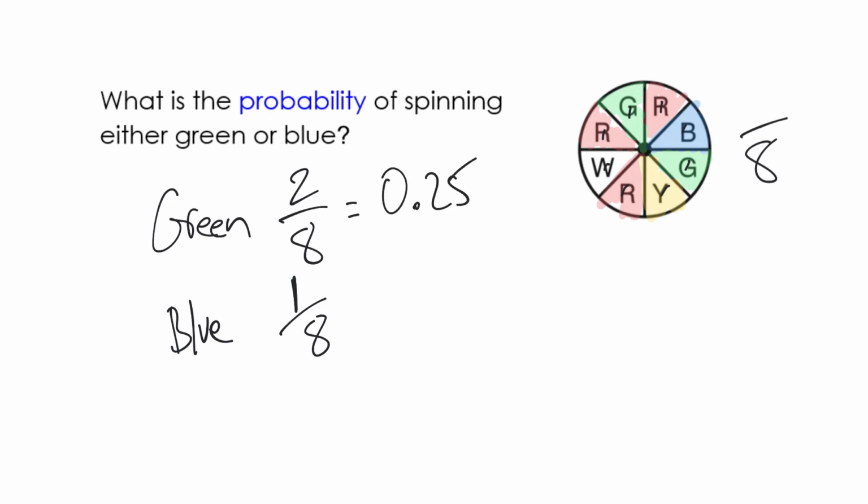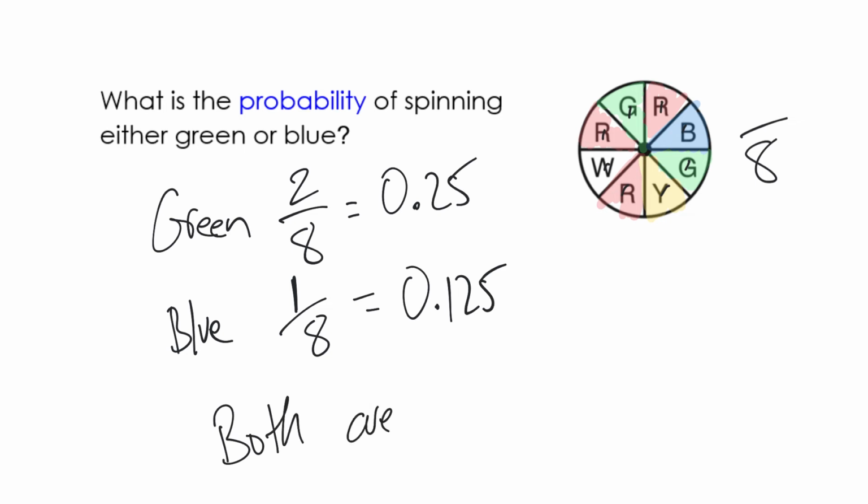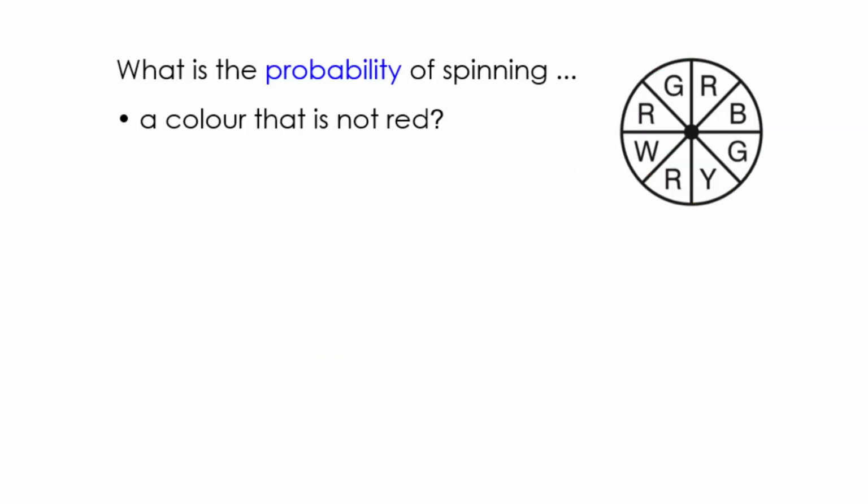if you do the decimal, and this one here would be 0.125. Both are unlikely. Okay, so when you're dividing, the smaller the number means the less chance that you have. Okay, what is the probability of spinning a color that is not red?